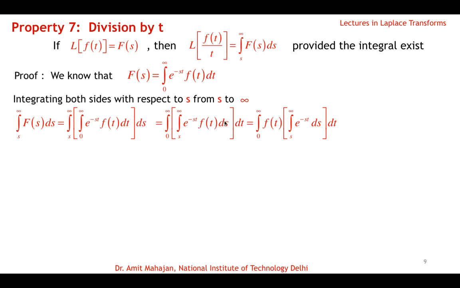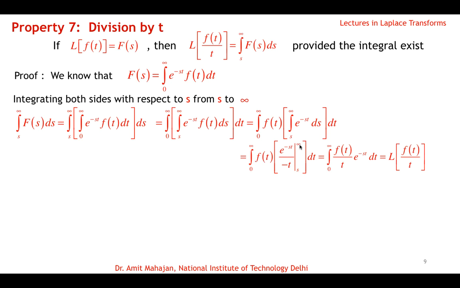The inner integral is with respect to s now, and f(t) is a function of t, so f(t) can be written outside the inner integral. Now the inner integral can be solved: the integral with respect to s of an exponential function is the exponential divided by the derivative of the exponent, minus st, which is minus t, because the derivative is with respect to s. So the integral is e^(-st) over minus t, and the limits are s to infinity, and remember the limits are for s.